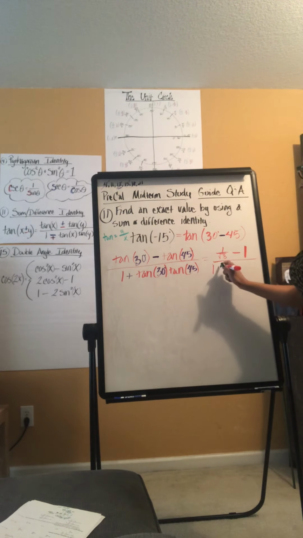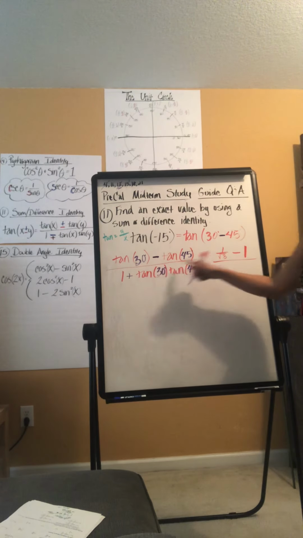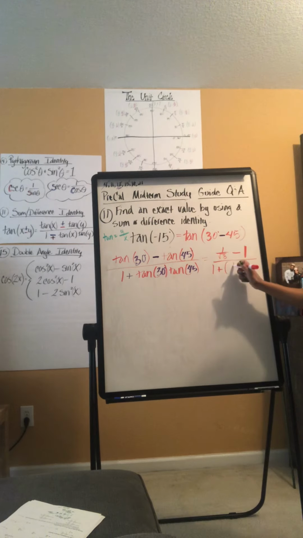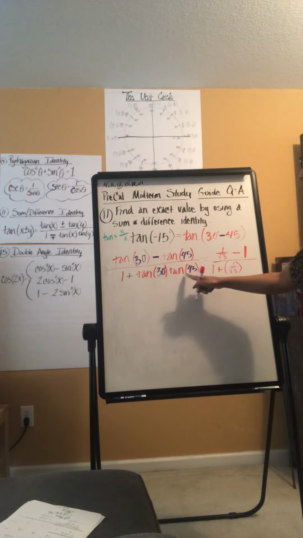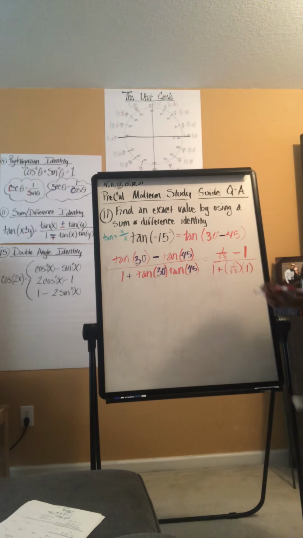And then the rest of the formula, 1 plus the tangent of 30. We already found the tangent of 30 was 1 over the square root of 3. And we're not going to rationalize it, at least not right now. The tangent of 45 we already found was 1. So this is where we are.